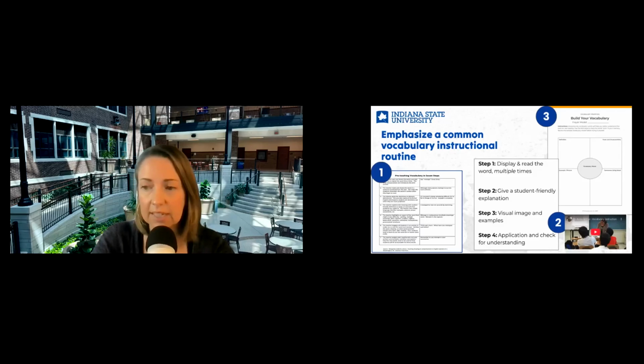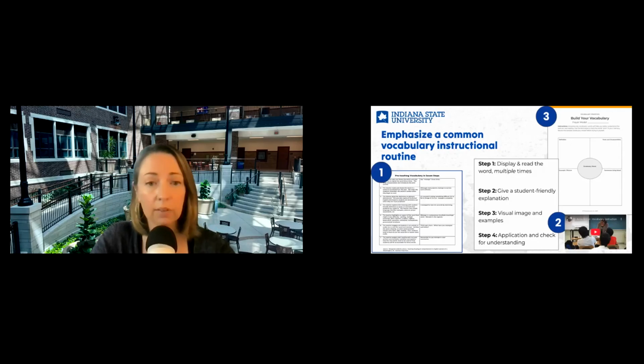Step 5 is the teacher highlights the aspects of the word that might create difficulty. So whether it is a multisyllabic word, or it has a unique root word, or it's a polysemous word, which means like the word stand, it can have multiple meanings. Step 6 is the student uses the word orally.